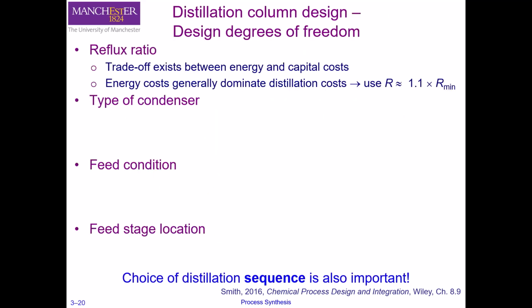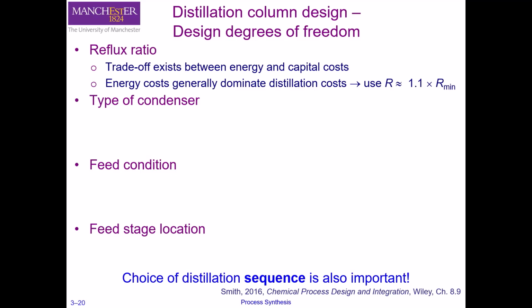Distillation pressure is one of the important design degrees of freedom for distillation columns, but there are others as well. For example, we have the reflux ratio or the number of stages, the type of condenser, the feed condition, and the feed stage location. Okay, so let's look at these factors one by one. Let's start with the reflux ratio.